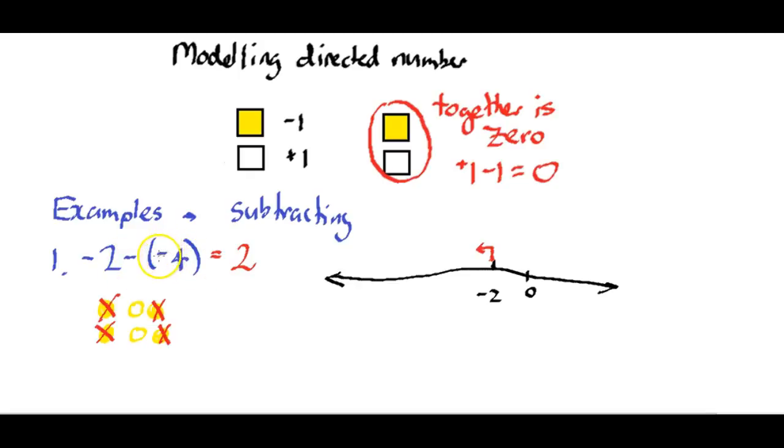However, I've got to walk backwards because of this minus sign 4 units. So I'm walking backwards 4 units. 1, 2, 3, 4. Let's see where we've ended up. So -2, -1, 0, 1, 2. So I can get the same answer, 2, using a number line.